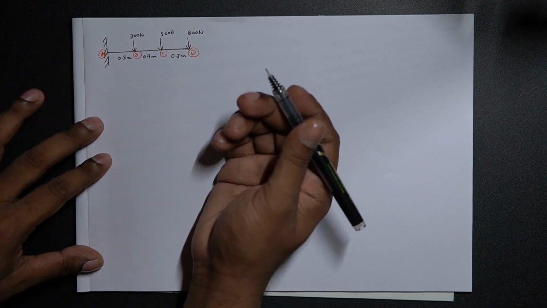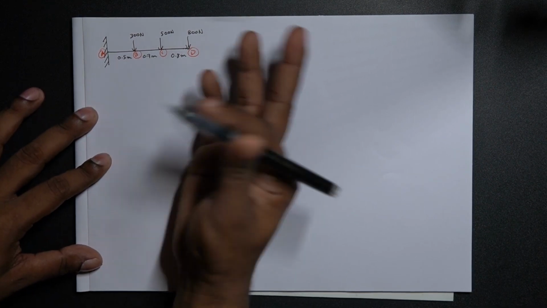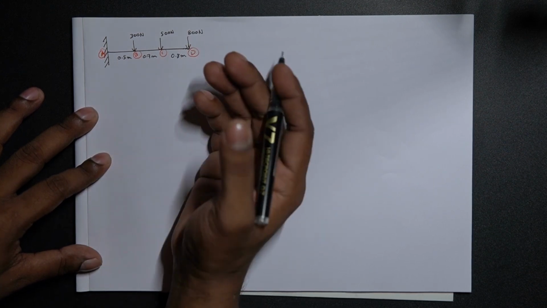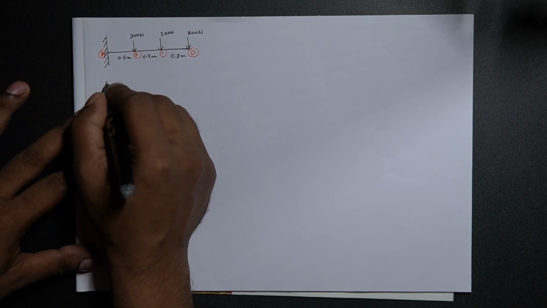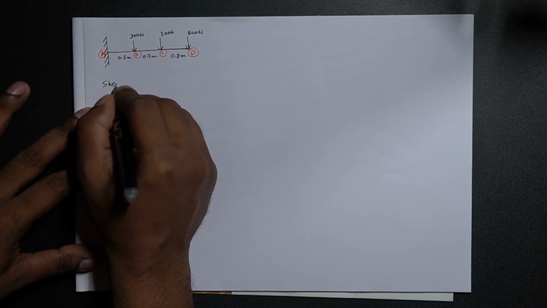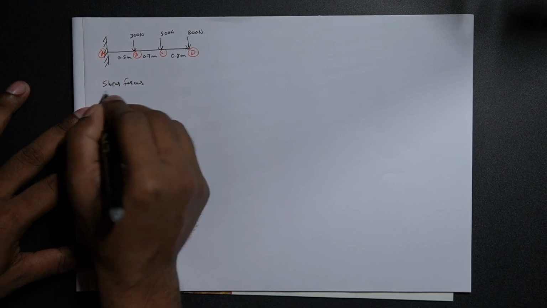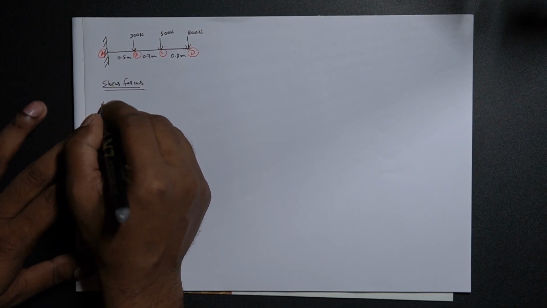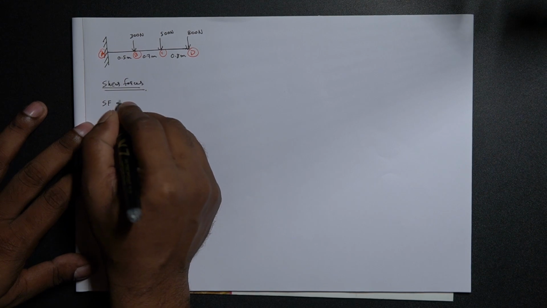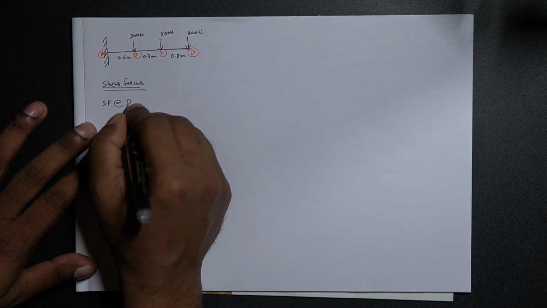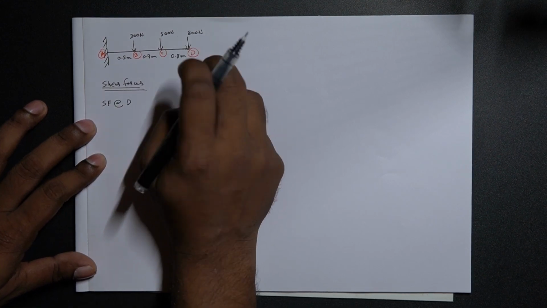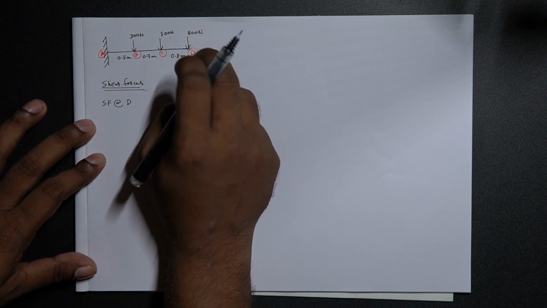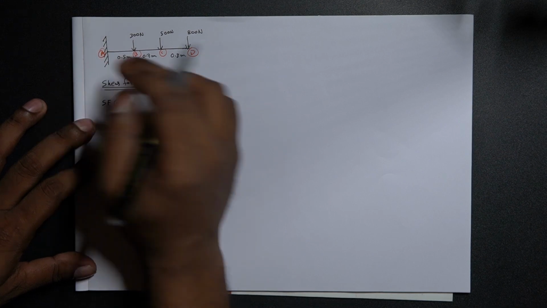Now in order to start off with the drawing of shear force and bending moment diagram, we have to first calculate the shear forces and bending moments individually. So let's calculate the shear forces. Let's start with shear force at D, that is this point. We have 800 newtons acting downwards. Since it's a point load, it's constant throughout the entire beam.